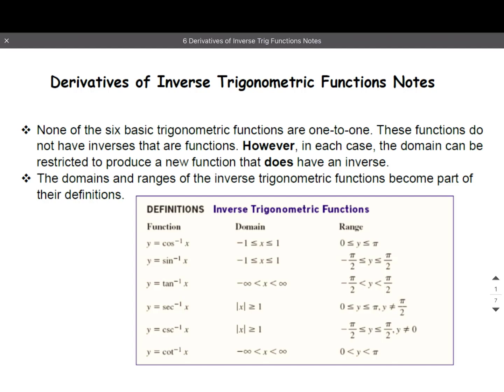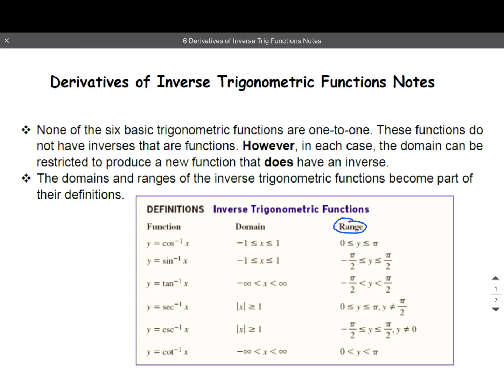Remember, sine and cosine have a range of -1 to 1, which is why the domain of cosine inverse and sine inverse is from -1 to 1. In order for those to be functions, we discussed in pre-calc last year the range for each of these inverse functions so that they are indeed functions.